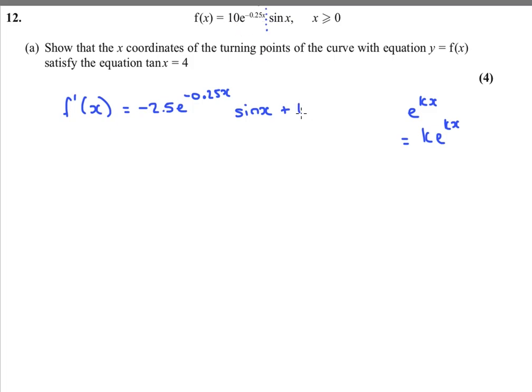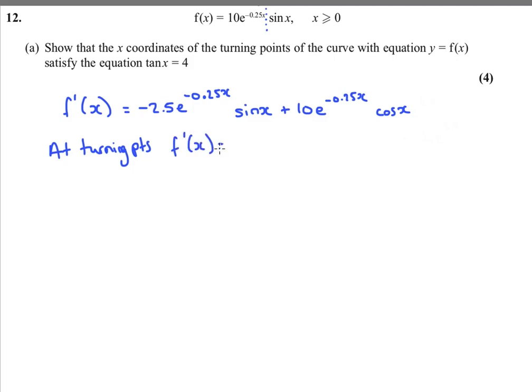So that's going to be 10 e to the negative 0.25x times by cos x, because when you differentiate sine x you get cos x. So times by cos x. We want the turning points, so we need to set that equal to 0. So at turning points f dash x equals 0.